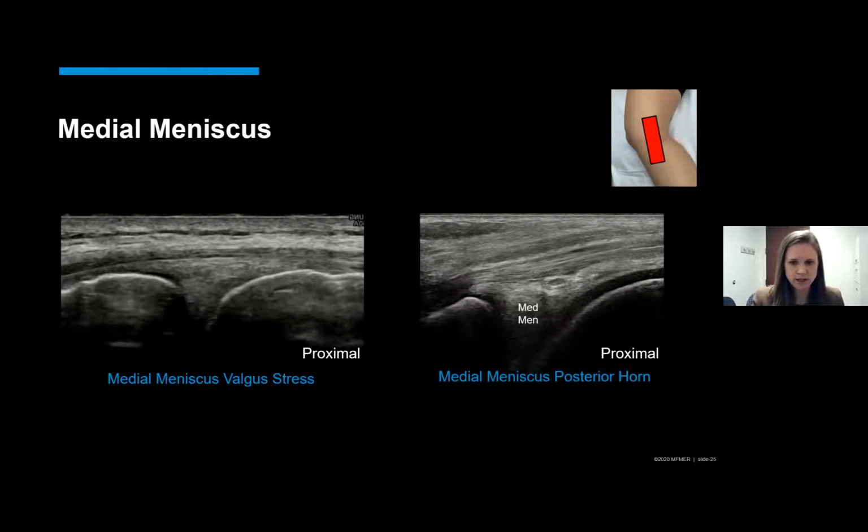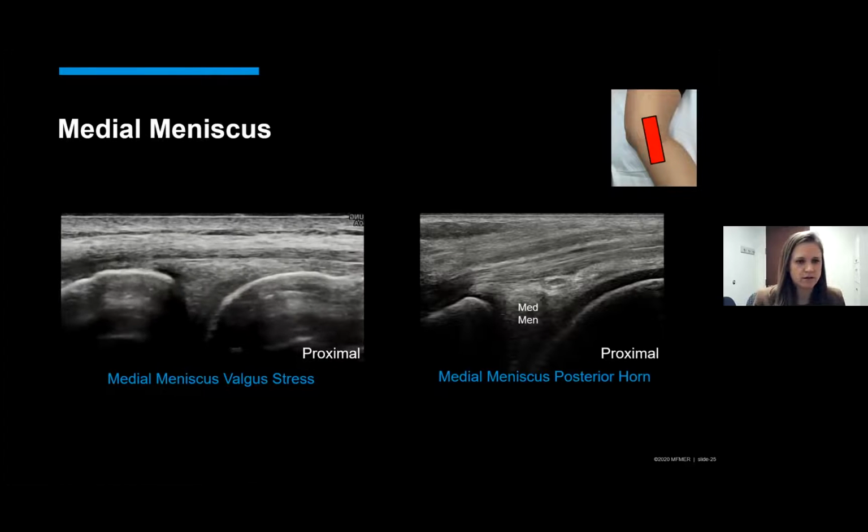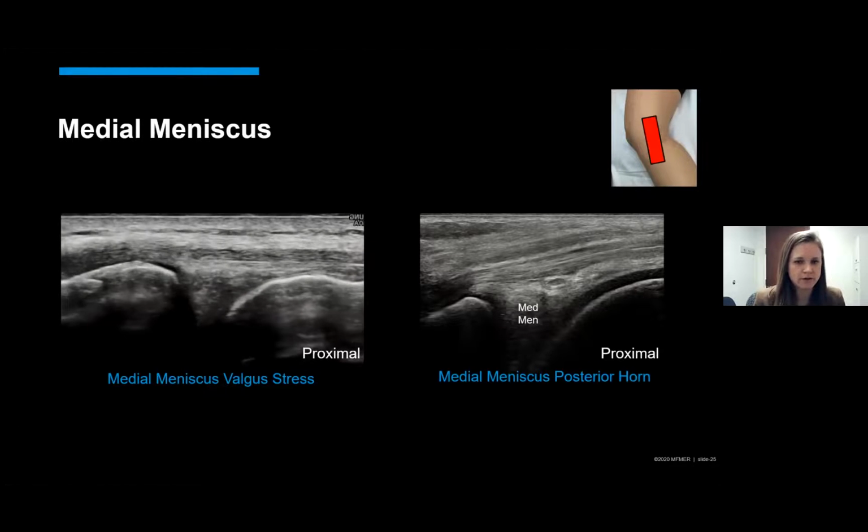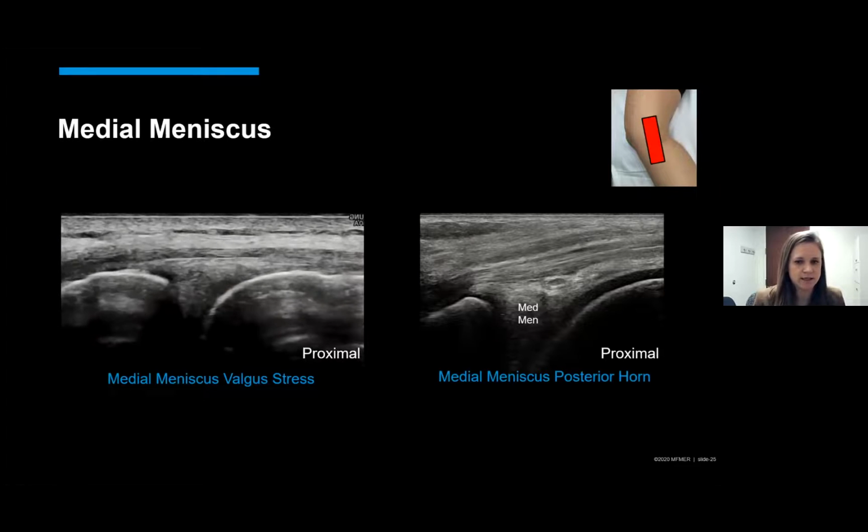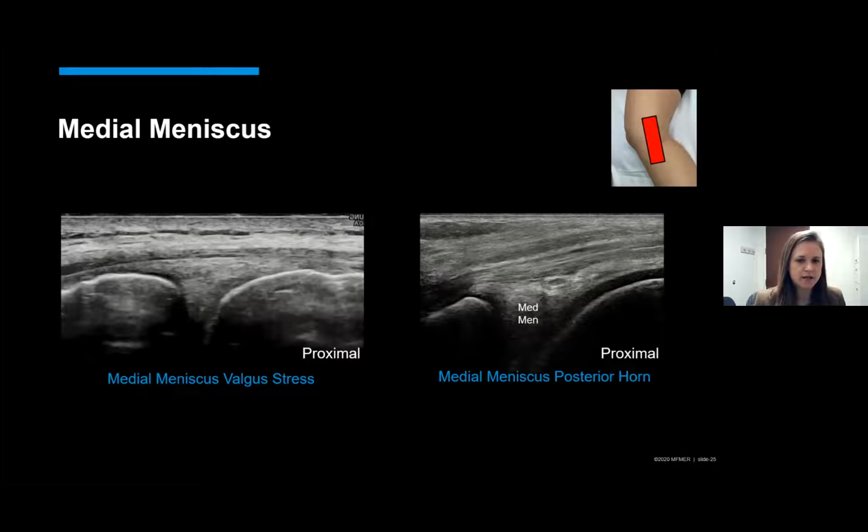And so using a valgus stress on the knee, you can look for any meniscal extrusion or lack of extrusion, which is termed the dead meniscus sign. And this valgus stress can be difficult to perform. However, it's a little bit easier if you put a rolled towel underneath the knee and then apply a valgus stress while keeping the bony contours of the femur and the tibia in view.